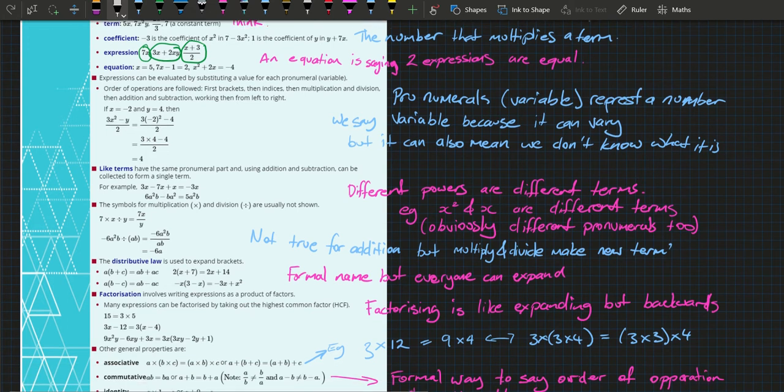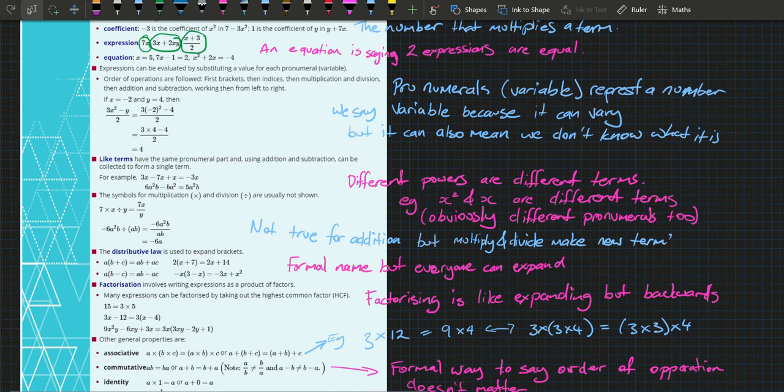As you can see here, like terms does help explain terms a bit better. It's worth pointing out that x squared and x are different terms. Even though it's obvious that things that have different pronumerals are different terms, it's also really important that everything is to the same power, or divided or multiplied or whatever.